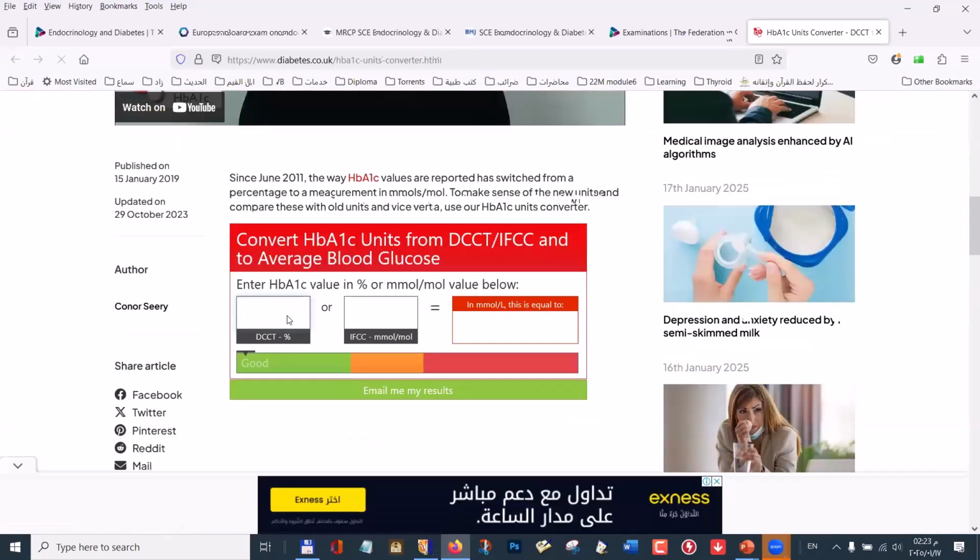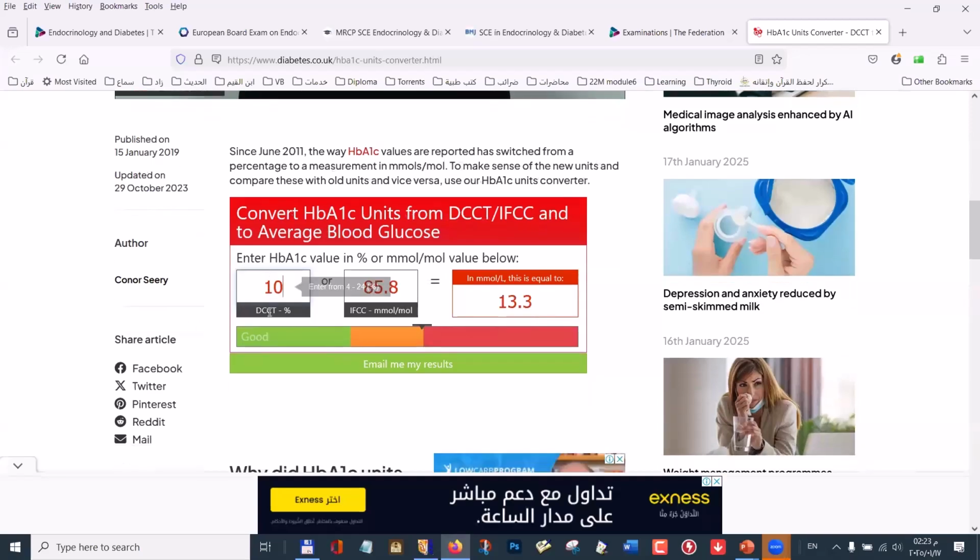This is a converter to convert from percent. For example, 10% hemoglobin A1C is equivalent to 85.8 millimole. If you enter, for example, 48, it is equivalent to 6.5%. So this is a converter showing how to convert between hemoglobin A1C percent and millimole.